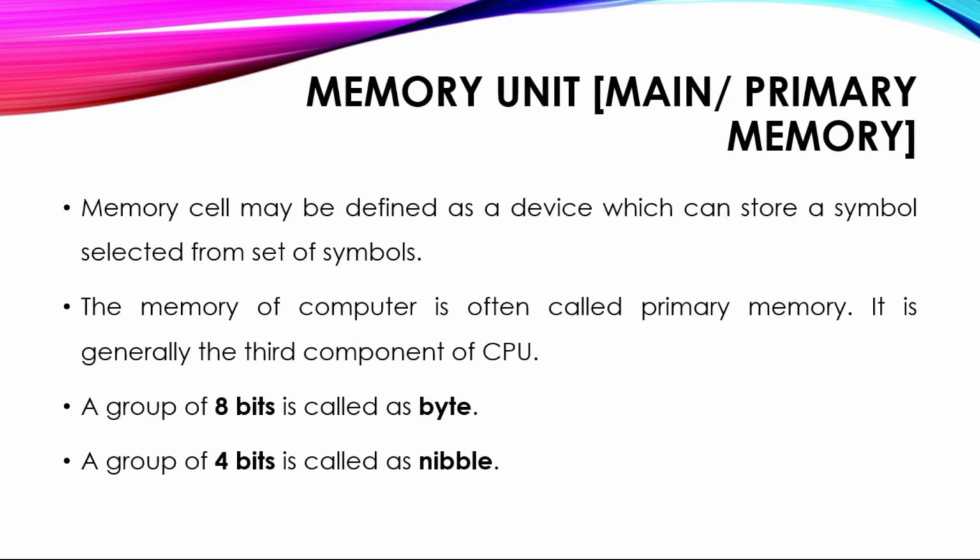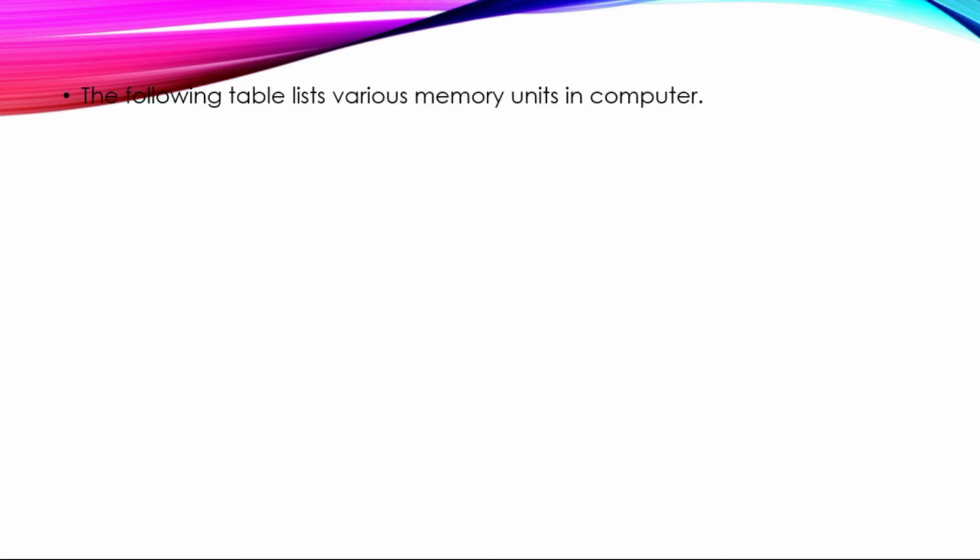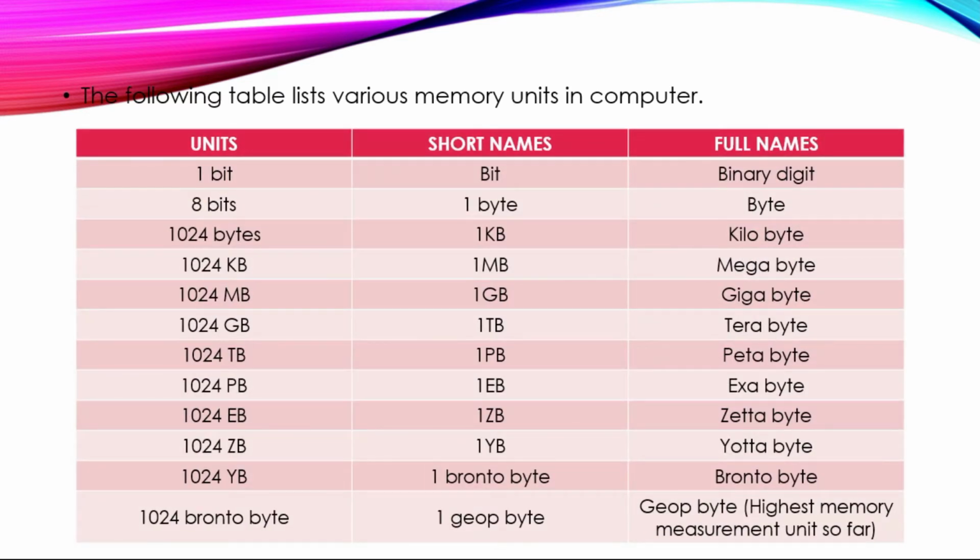Now we all know there is a unit to calculate memory. The least unit is the bit. One bit is the least unit of memory, and when 4 bits come together they form a nibble. When 8 bits come together they form 1 byte. Next we will see a table which has the various memory units. Here you can see this table gives you the maximum memory units so far. You are all aware of the basic units: KB, kilobytes, MB, megabytes, GB, gigabytes, TB, terabytes.